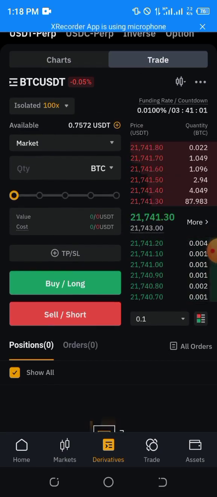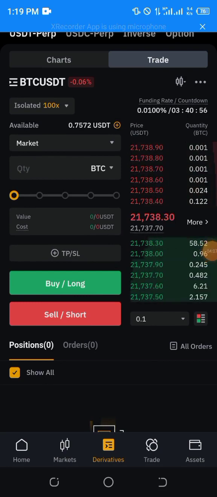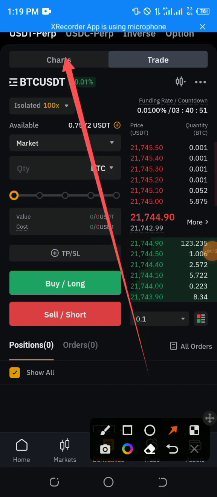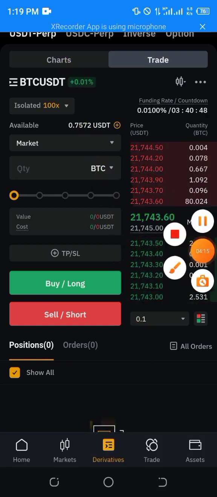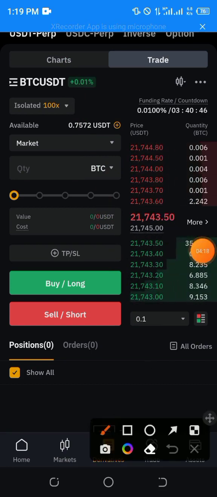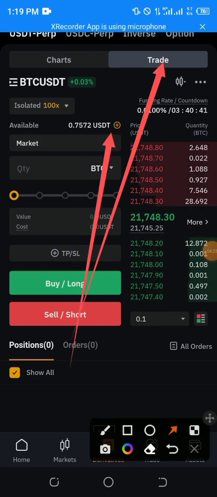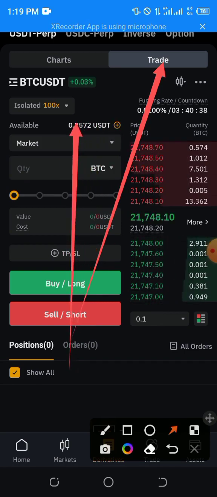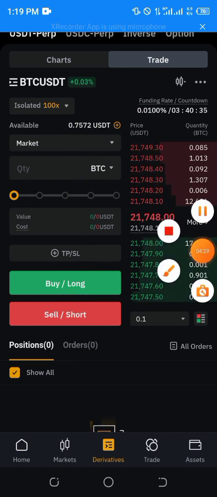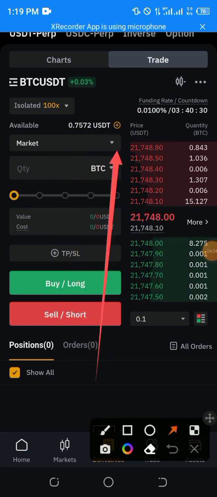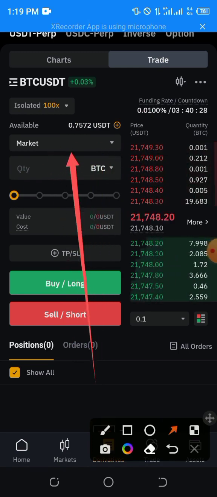Just to explain the futures interface, here we have the charts, and also we have our trades next to it. And here is where your available balance shows. That's where you can find your available balance. And here we have the market order and the limit order. The market order helps you to execute a trade at the market price.